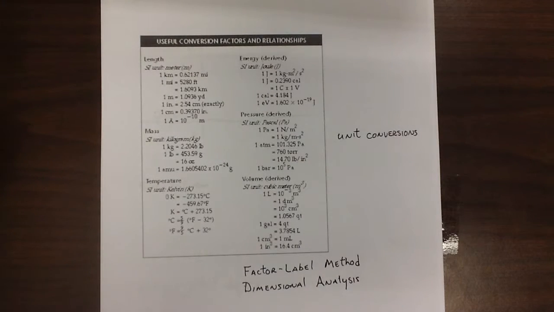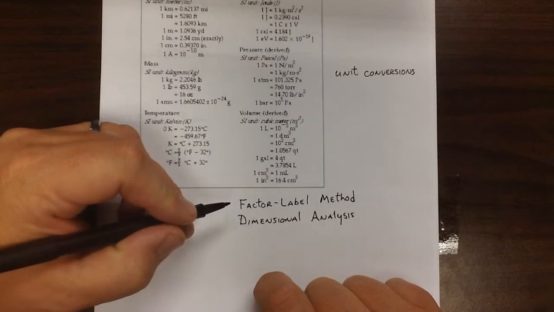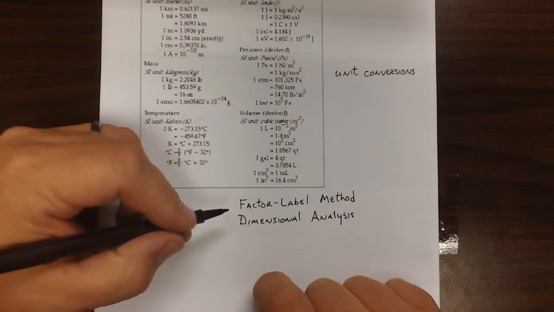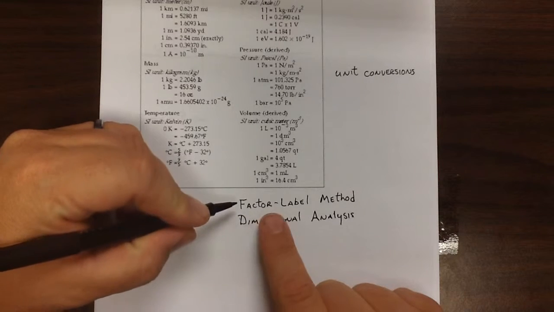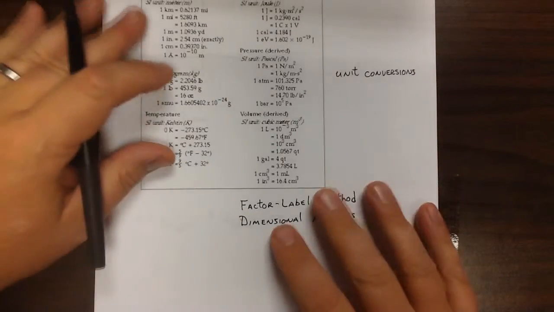Hello and welcome to the third video in a series on measurement and math for science. In this video we'll be looking at a way of both converting among units and for solving problems called the factor label method or dimensional analysis.